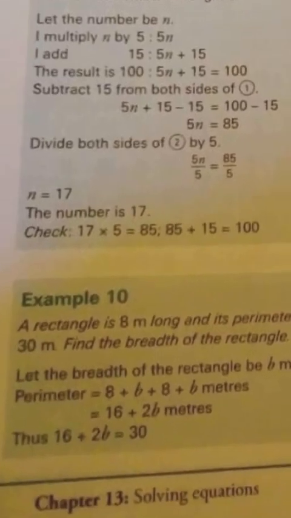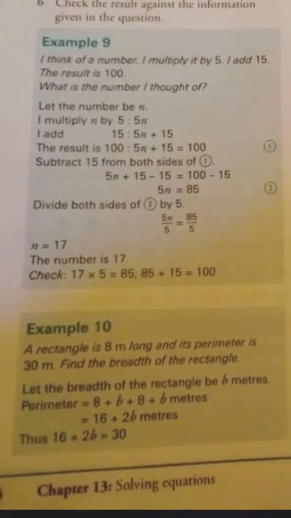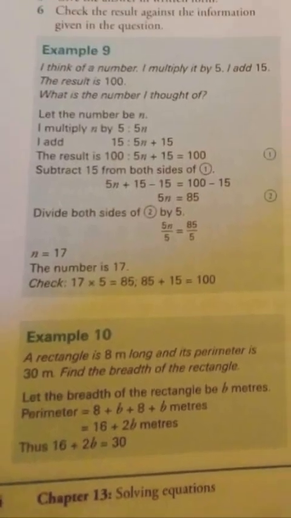Please have your textbook while watching these videos, because as I'm zooming it here, it might not be clear for you to see. It says a rectangle is 8 meters long, and the perimeter is 30 meters. Find the breadth of the rectangle. Now, this one is actually a straightforward question.